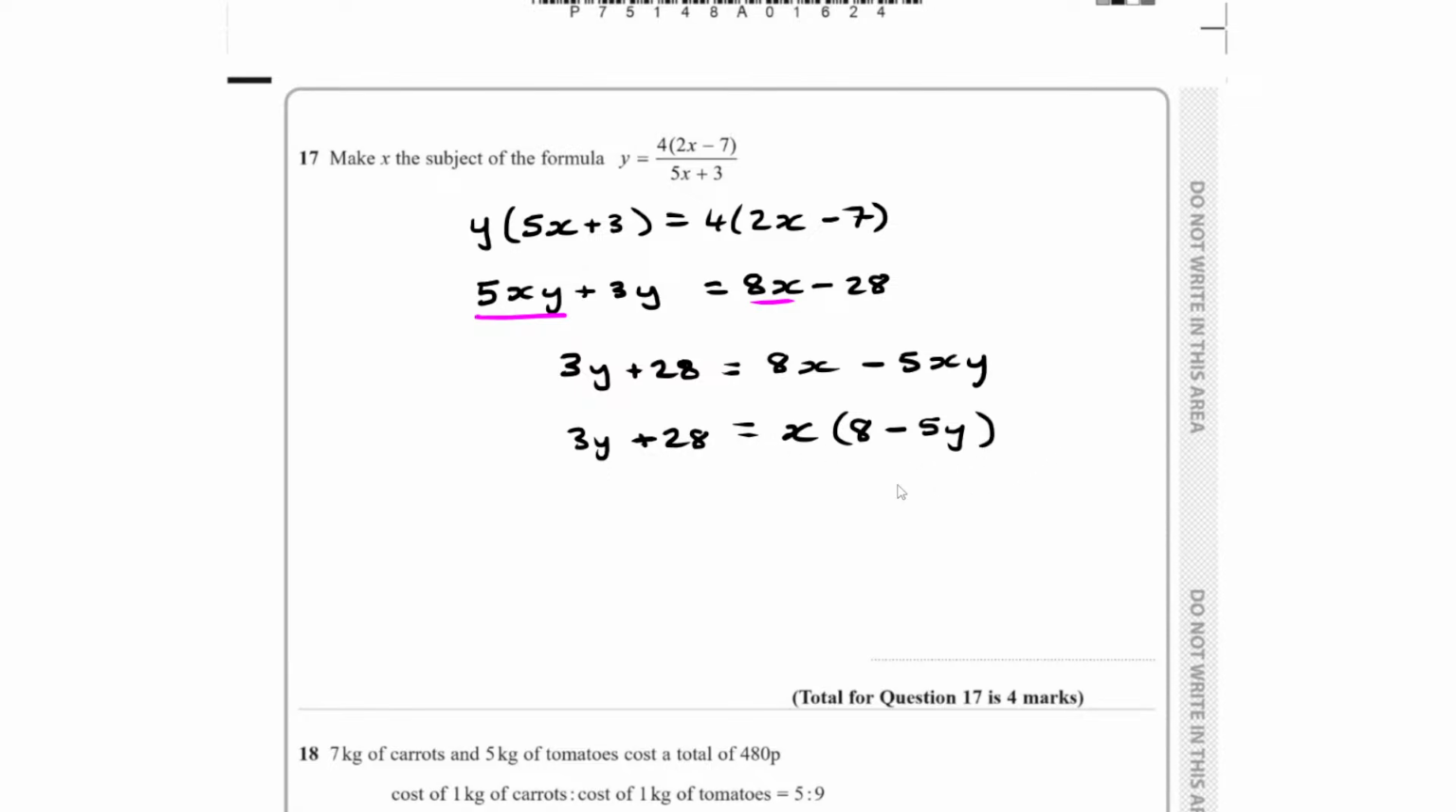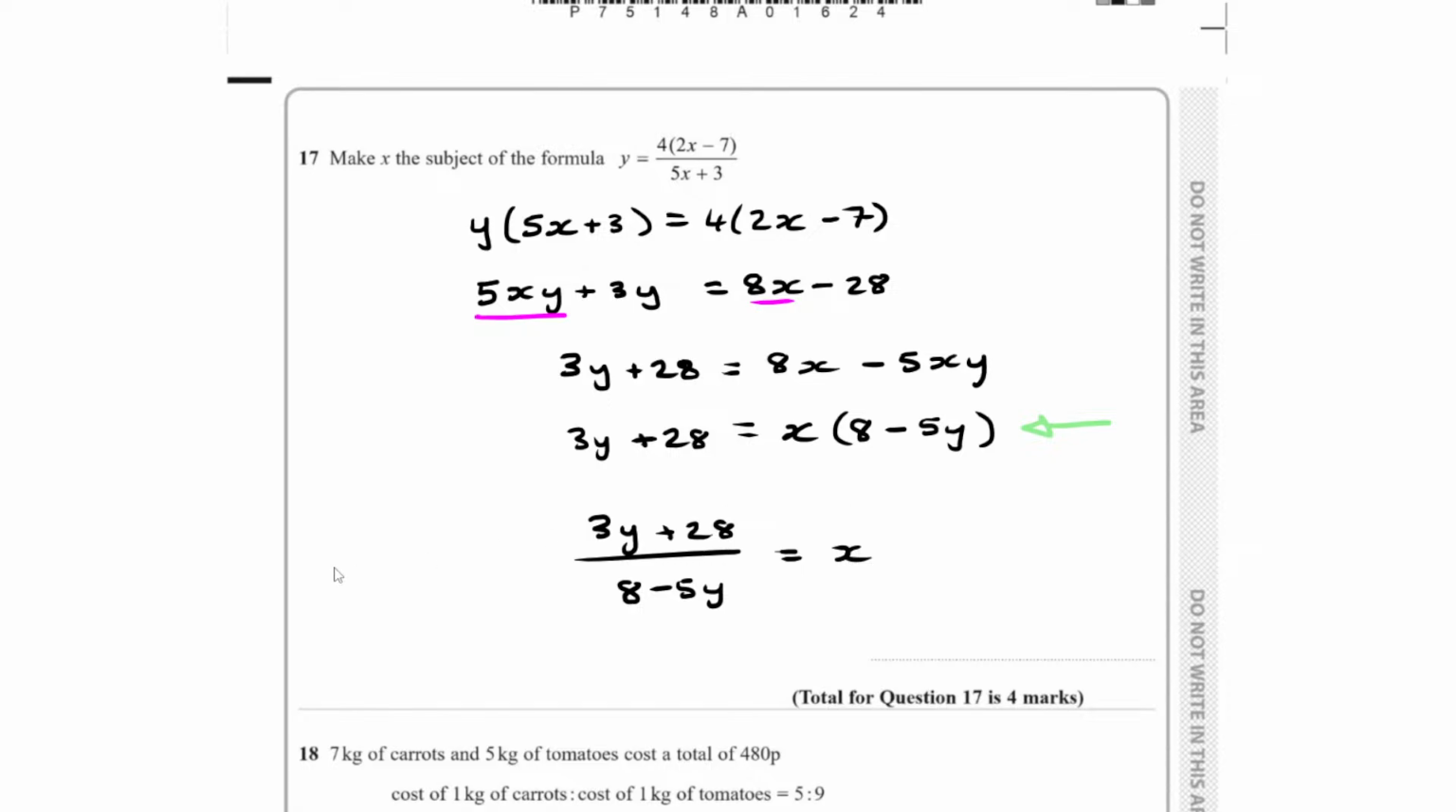And then the last step is to get x on its own. I just need to divide by the whole of this bracket to move it across. So we get (3y plus 28) over (8 minus 5y), which equals x. So this is the key bit here. That's how you get the x's together: factorize it. So that would be your answer.